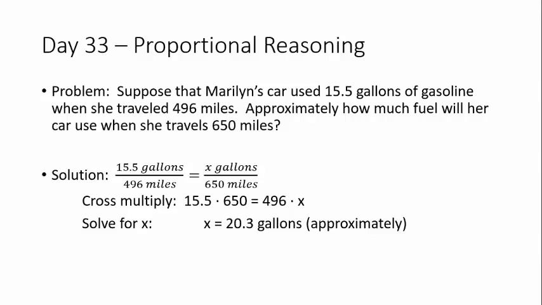Again, I use my normal algebraic processes to solve for x. I multiply 15.5 times 650, and then I divide by 496. We were asked to approximate the amount of fuel that would be needed. I've rounded to the nearest tenth. So I have found that in this problem, x is equal to approximately 20.3 gallons.